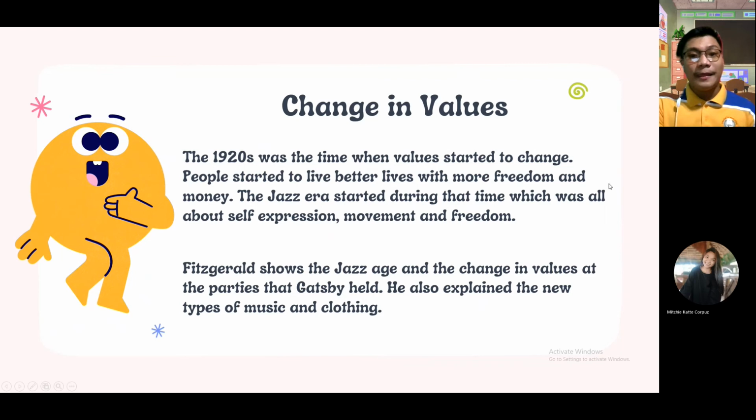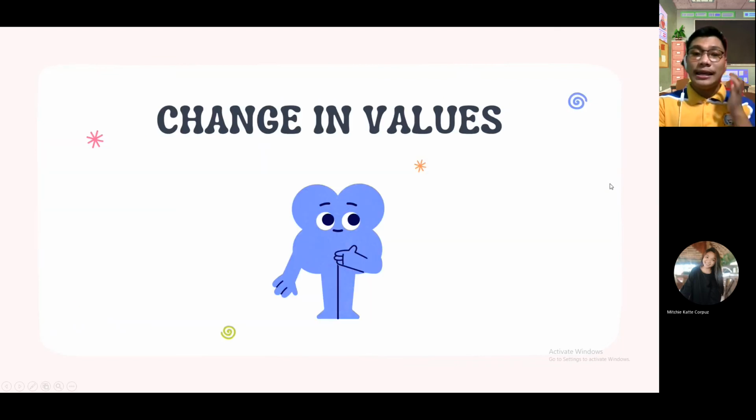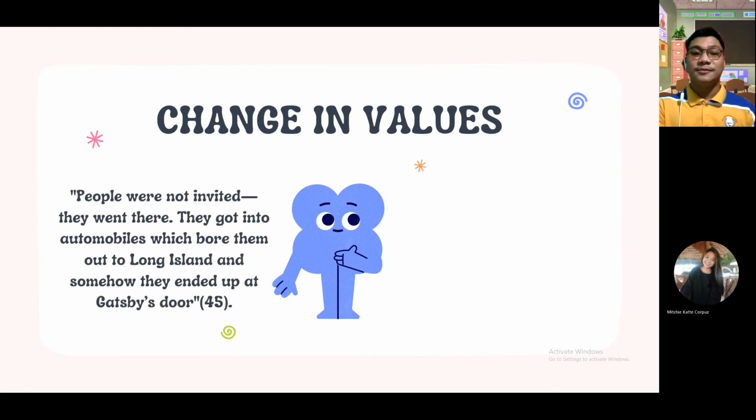So, next slide. These are the lines from the novel The Great Gatsby that show this problem, changes in values. "People were not invited, they went there. They got into automobiles which bore them out Long Island, and somehow they ended up at Gatsby's door." This quote explains the amount of freedom they had during the 1920s. They could show up at any party and join in.